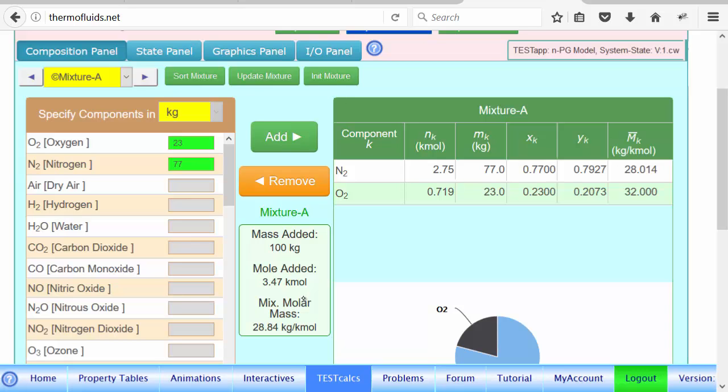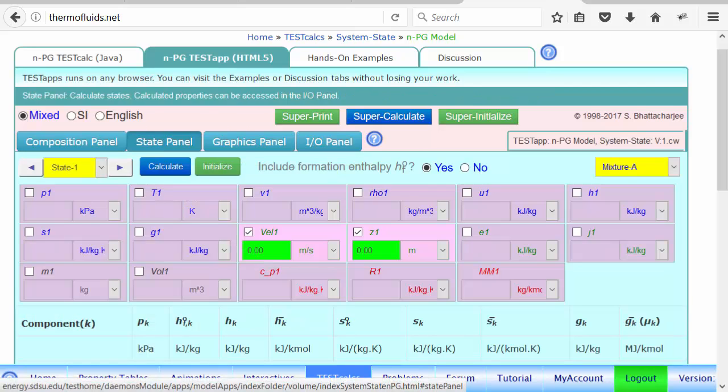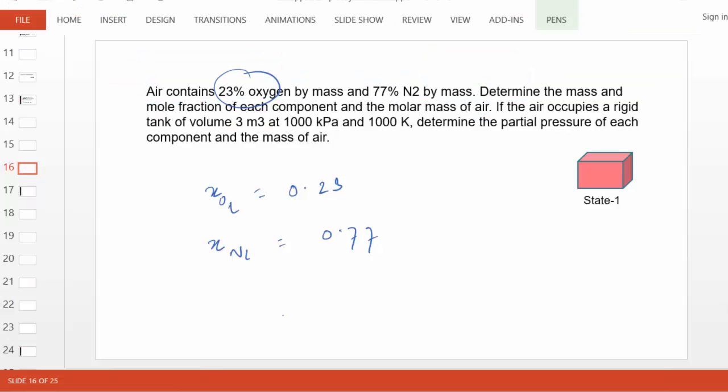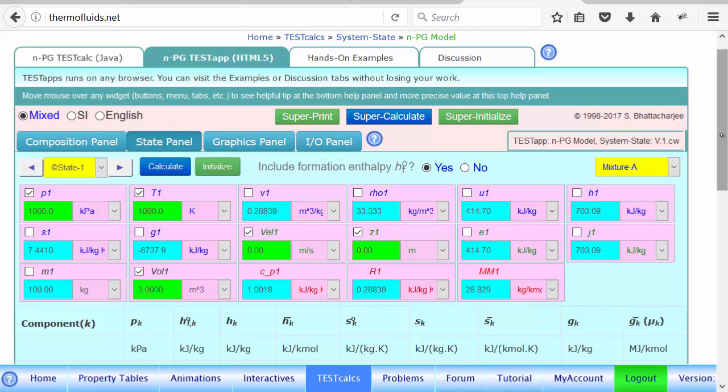Okay, so let's go and evaluate the state. Recall that the state occupies a 3 meter cube of volume, and the values of pressure and temperature are given. Volume is 3 meter cube, and the mixture A is our air mixture, state 1, 1000 kPa and 1000 Kelvin. So the mixture is calculated.